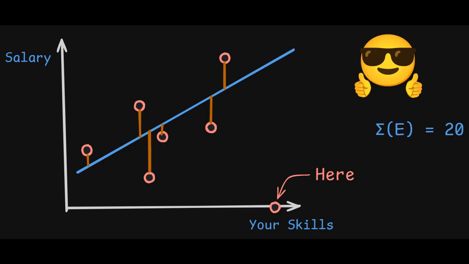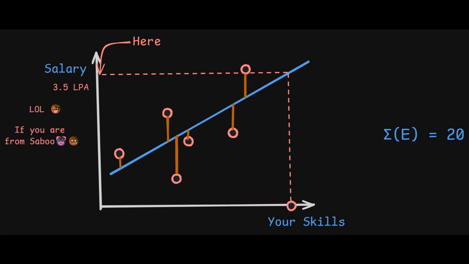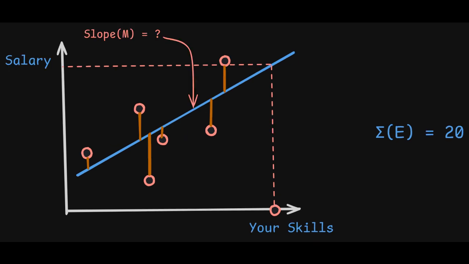So let's suppose we want to predict anything by using this best fit line. Let's consider your skills to be right here, and when we extend this point to the line and then map it to the salary axis, we would see that for a good amount of skills it also has a good amount of salary. But now the question is, what is the slope of this blue line, the best fit line?